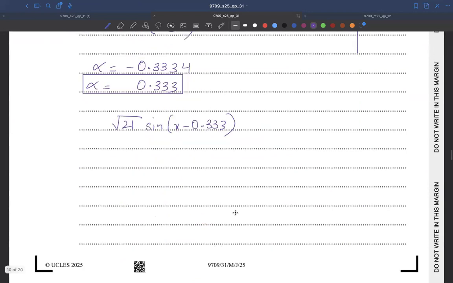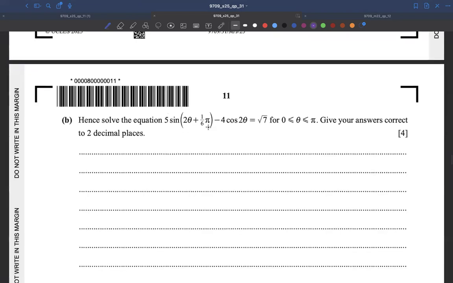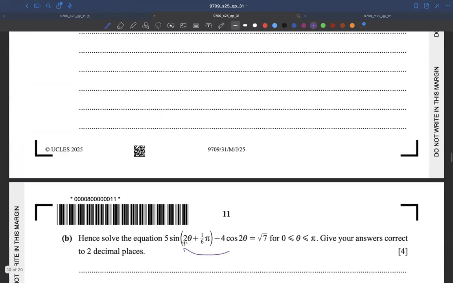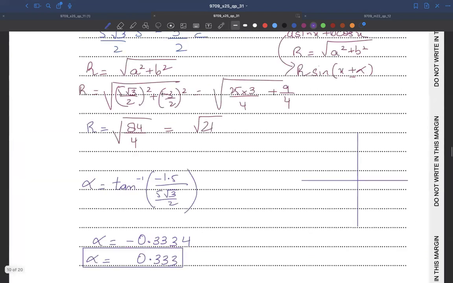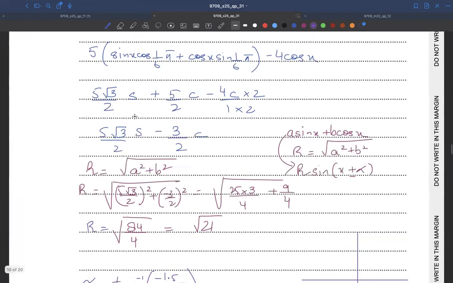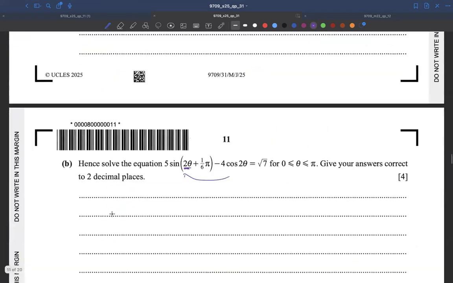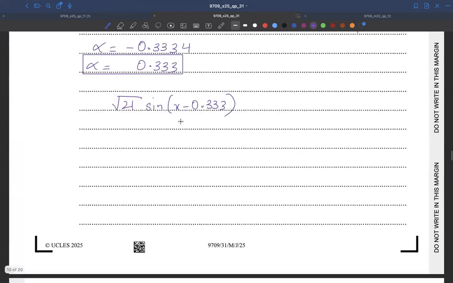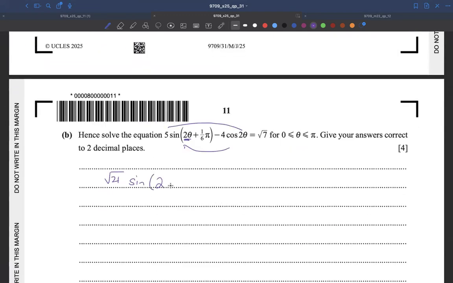Now in part B, it says, hence solve the equation 5 sine of 2 theta plus 1 upon 6 pi minus 4 cos 2 theta is equal to root 7, for theta from 0 to pi. Now we know that this expression can be converted to this form, but the only difference we have to observe is that this is 2 theta, and it was just x or theta over here. So we'll just change the expression, write it as root 21 sine of, and instead of x, we will write 2x minus 0.333 equals root 7.